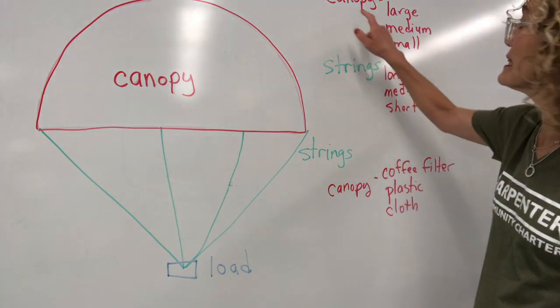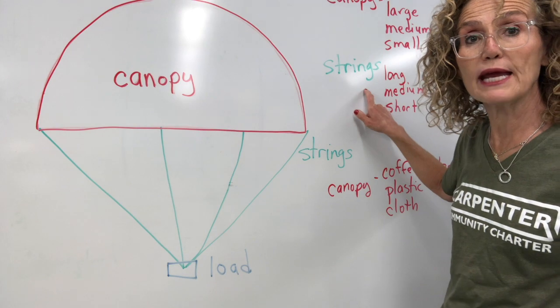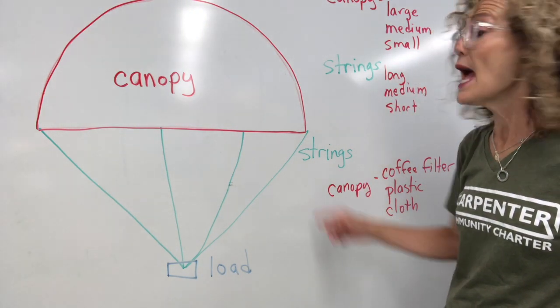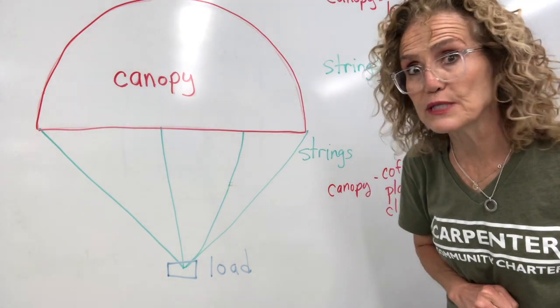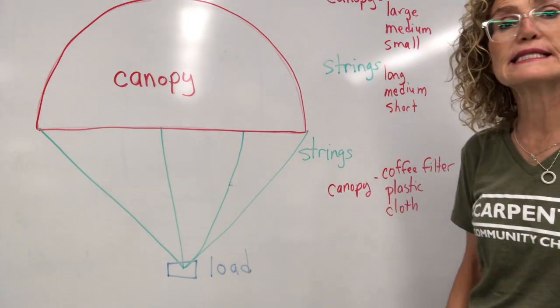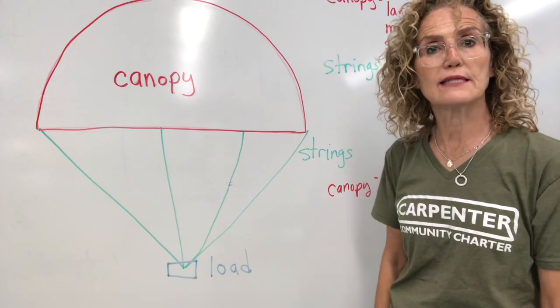So we're going to test those things. We're going to test the size of the canopy. We're going to test the length of the strings, and we're going to test the type of material for the canopy. And when we do that, we're going to gather some information, some data, because we're scientists. We're going to gather some data, and then we're going to decide what we should use to design our parachute.